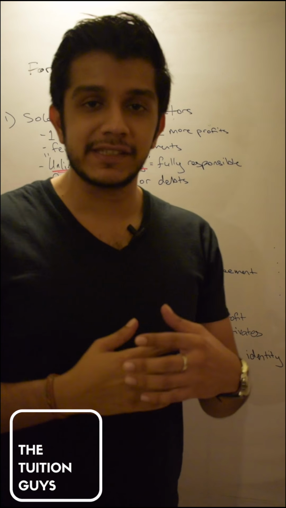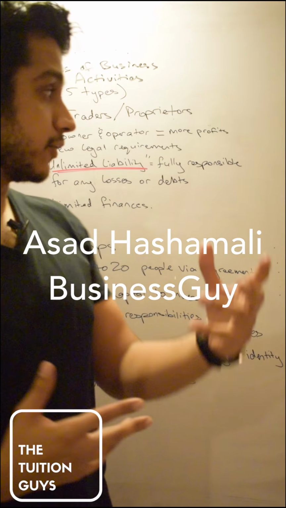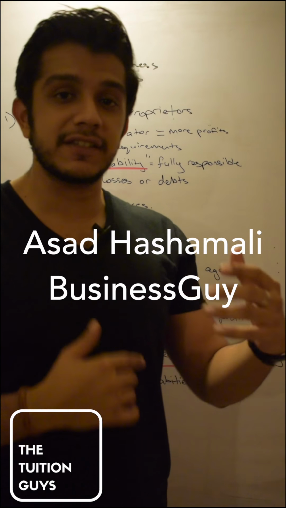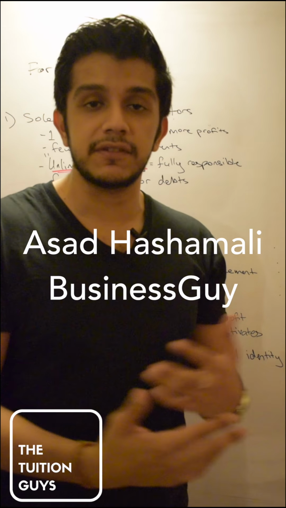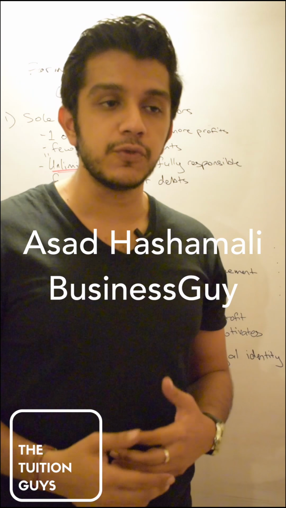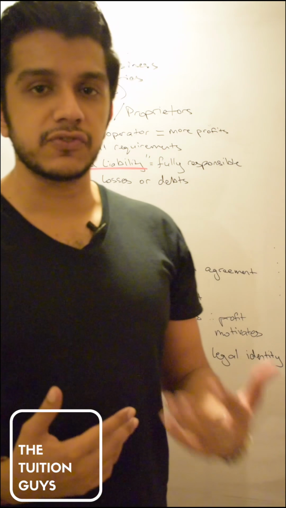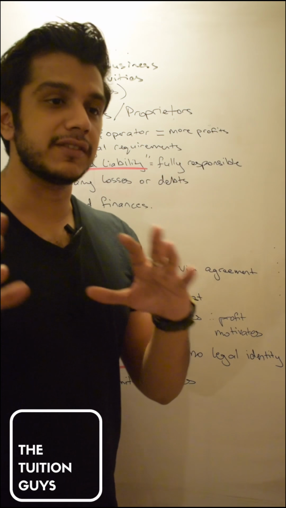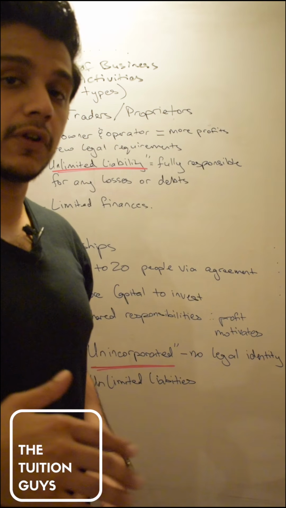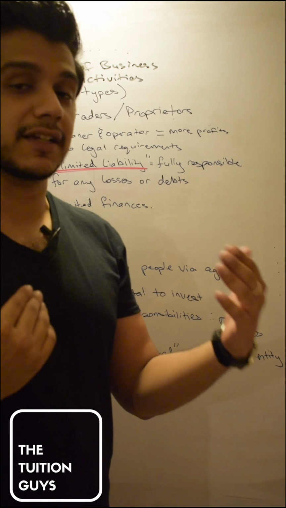Last time we were talking about business activities, and this time we're talking about forms of business. Last time we were talking about why some business activities might occur, what businesses might do depending on their goals and objectives. But now we're going to talk about what some businesses are as a whole, and we'll also touch on the difference between a business and a company.